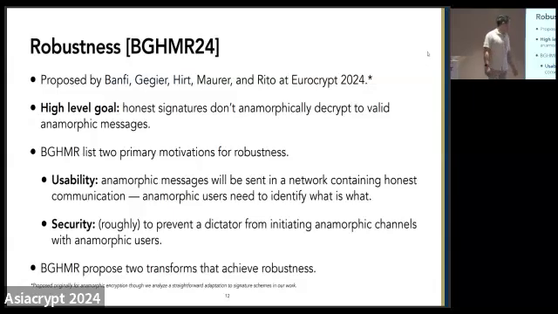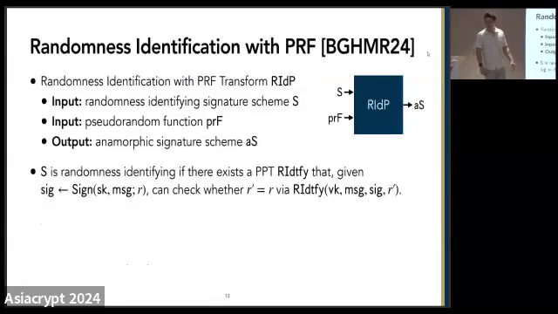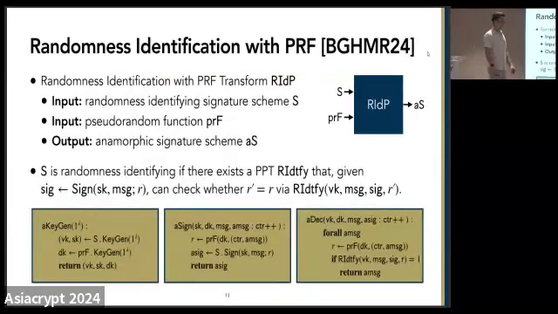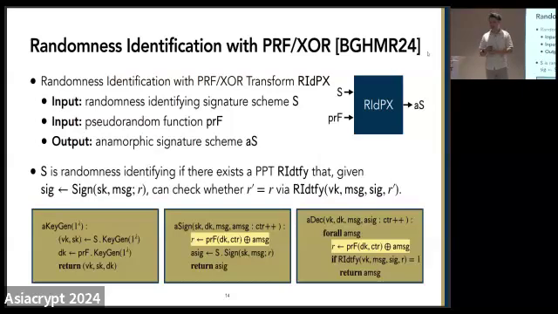BGHMR present two transforms that achieve this robustness definition. The first one we call randomness identification with PRF. It takes any signature scheme that has this randomness identification property, and augments it with a PRF to produce an anamorphic signature scheme. At a high level, in anamorphic signing it replaces the randomness with the PRF of a counter and an anamorphic message. Then to decrypt, you run through all possible anamorphic messages until you find the one that produces the same randomness. BGHMR also give this randomness identification with PRF and XOR scheme, which, instead of taking the PRF of the anamorphic message, only takes the PRF of the counter and XORs it with the anamorphic message.